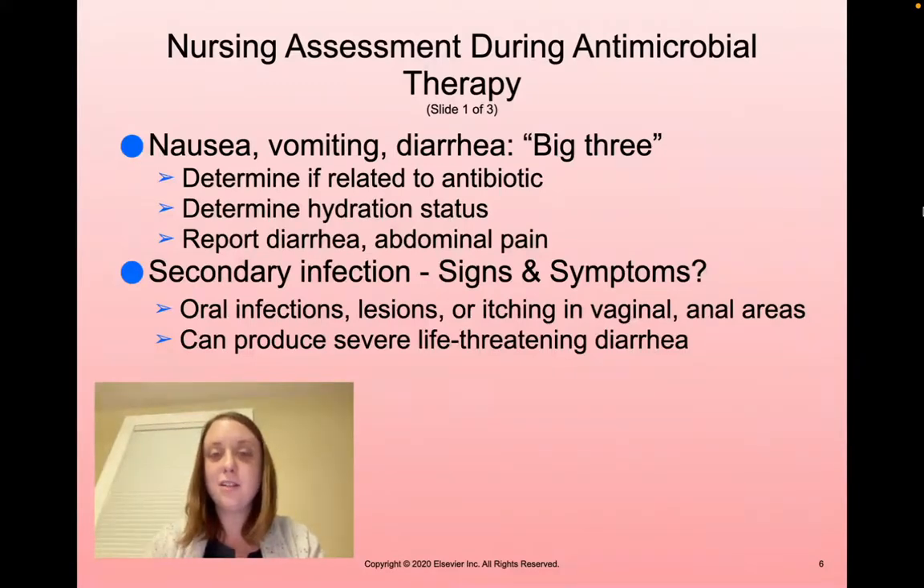So, what are some signs and symptoms that you might commonly think of for a secondary infection? Some common ones you'll see are oral infections, either like a black, furry kind of tongue or white patches in the mouth. Both of those can definitely happen. Lesions, or itching, vaginal itching, anal itching. Those are common signs and symptoms of secondary infections. And then also another big one is it can produce like severe life threatening diarrhea if the treatment from the antibiotic left bad bacteria to grow in the gut and cause diarrhea.